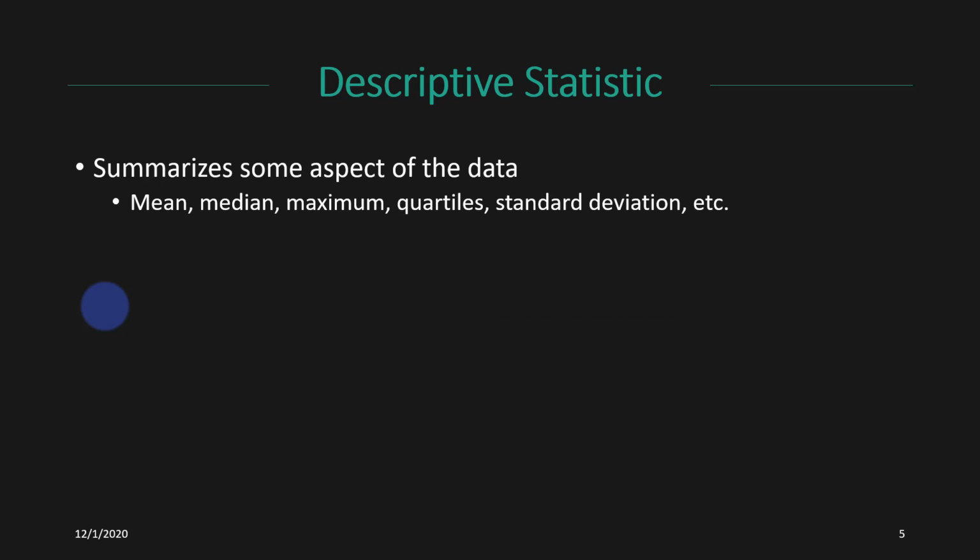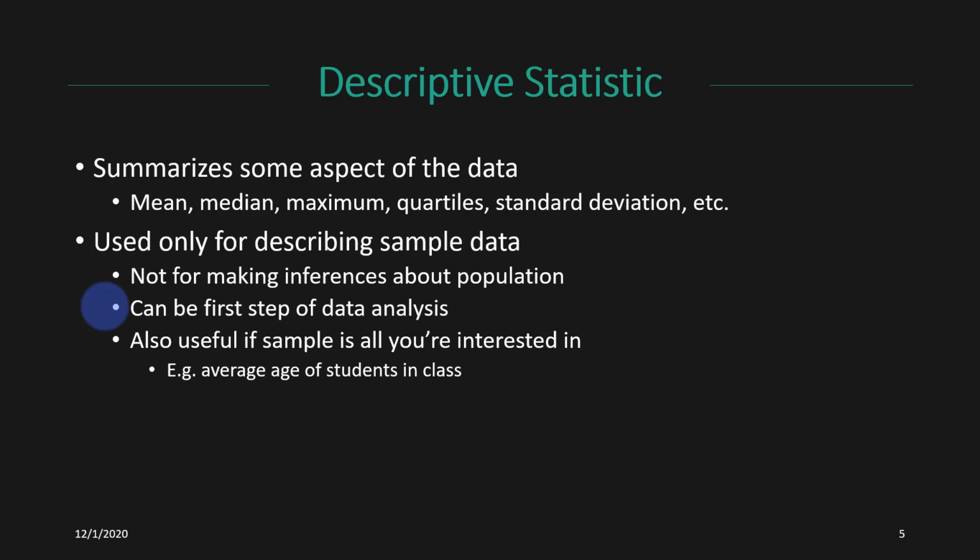So they summarize some aspects of the data that we currently have, right? The data that are in front of us in the sample. So this could be any measure of central tendency, like a mean or a median, or it could be some measure of spread, like a range, quartiles, or the standard deviation. These are used mostly for describing data. So we don't make inferences about the population from these values alone, but they are often the first step in data analysis.